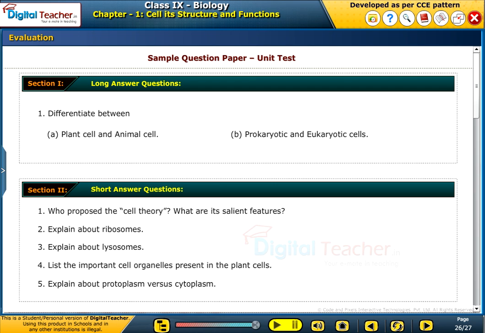Test your understanding of the chapter by taking the mock unit test.